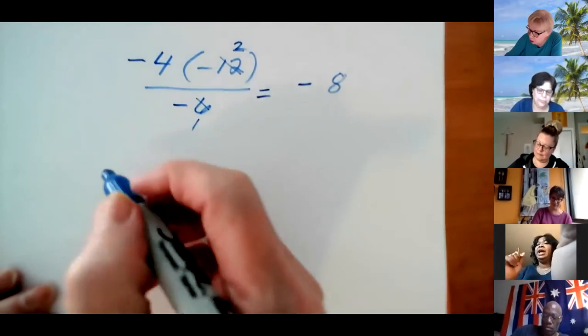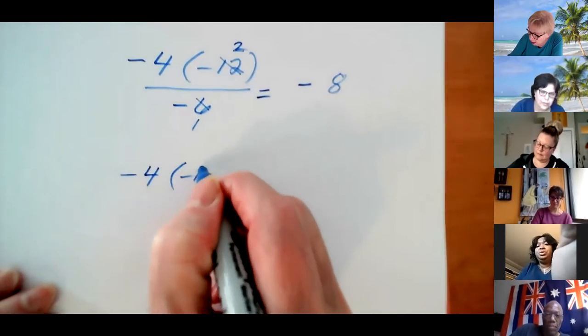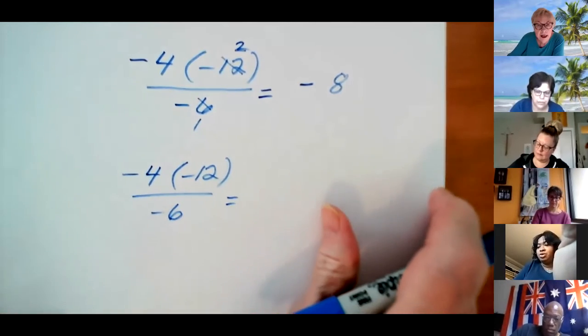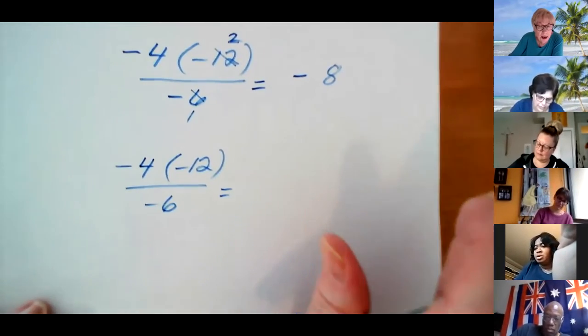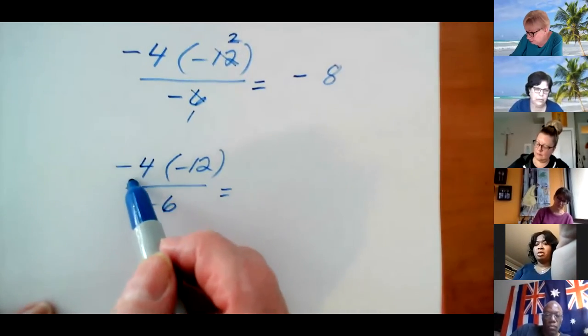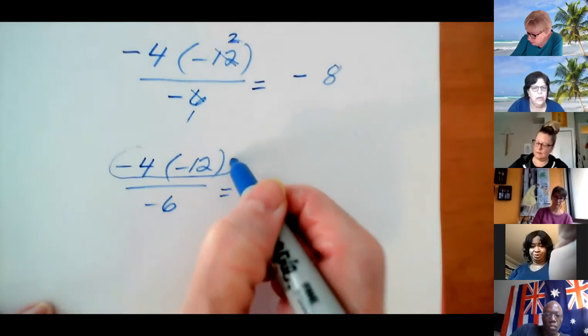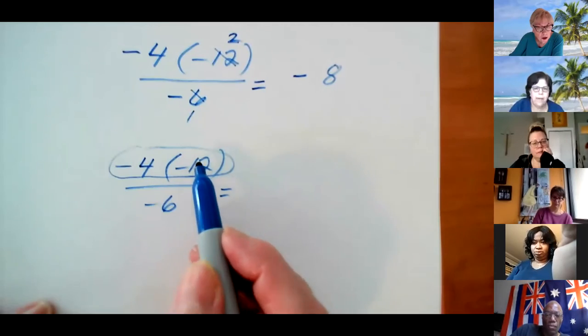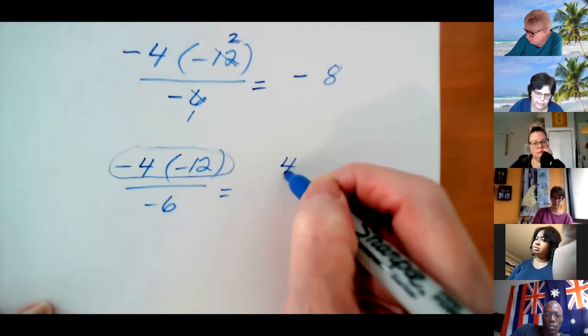So a -4 times a -12 over a -6. Now, I really wanted to cancel, but technically, I could have done this first. A -4 and -12 multiplied would be +48.